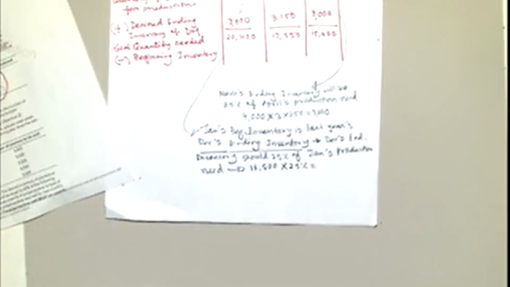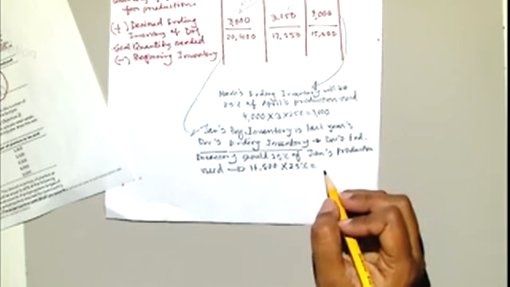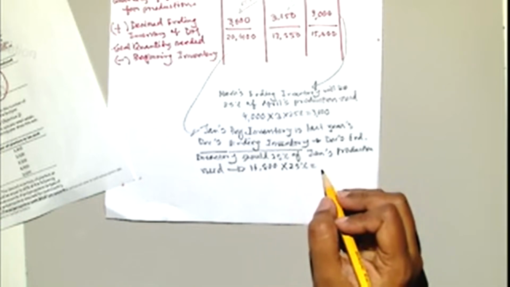So if you multiply 16,800 by 25% or 0.25, how much do you get here? Who is there next to Kira? Eden?